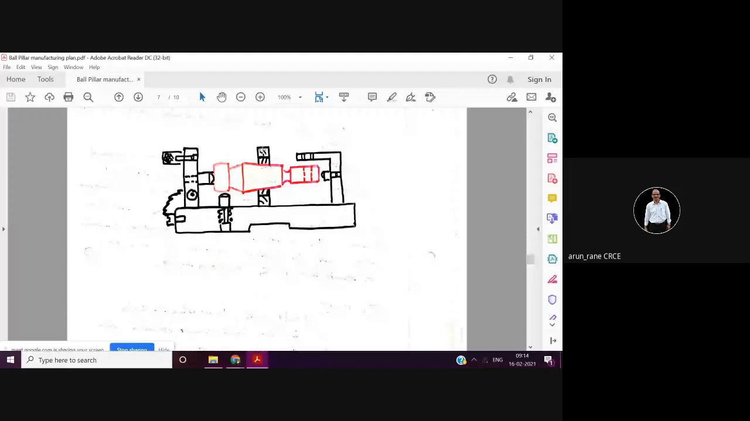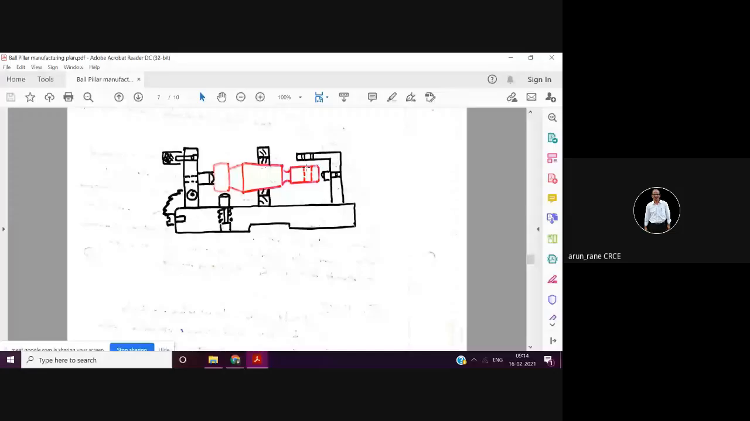Then now the next operation is your thread rolling. So this is a thread rolling operation. So how is the thread rolling operation done?